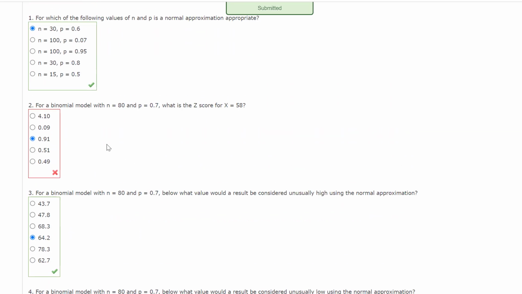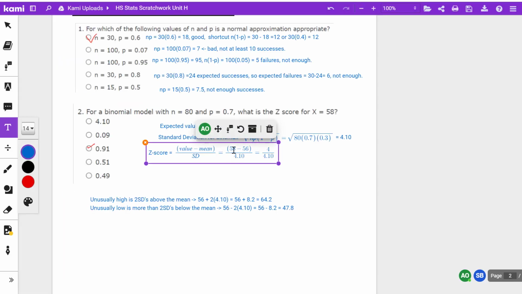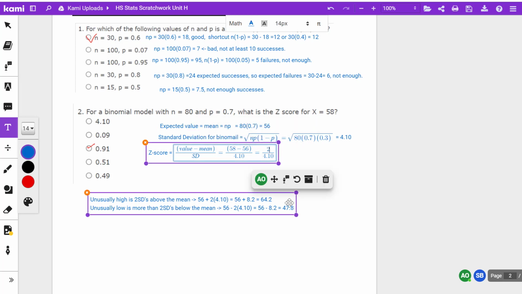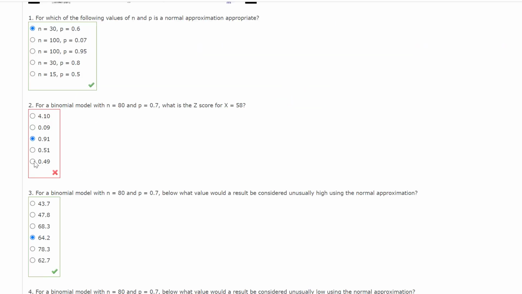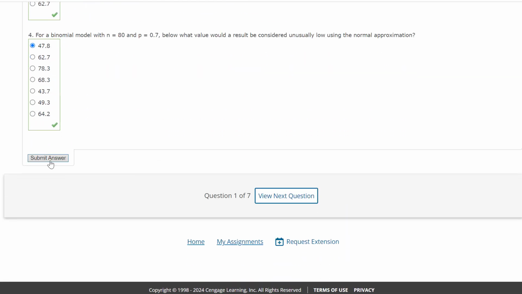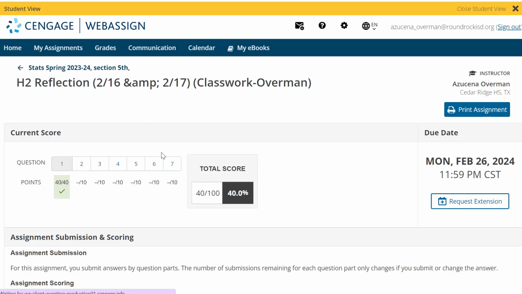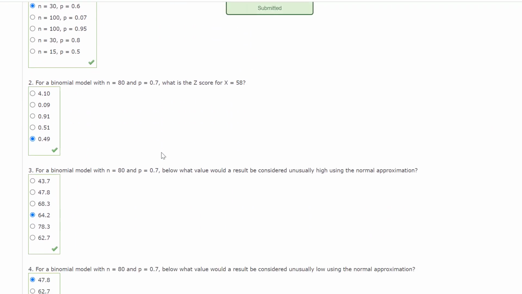And, oops, what did we miss? What is the z-score for 58? Let's go double check. Z-score for 58: 58 minus 56, that's 2. Mrs. Overman can't subtract. She's very good at other things, but not so much subtracting, apparently. I can multiply and square with the best of them, but adding, subtracting... So 2 divided by 4.10 is 0.49. Let's go do that. There we go. Let's try that. And boom, now we got them all.